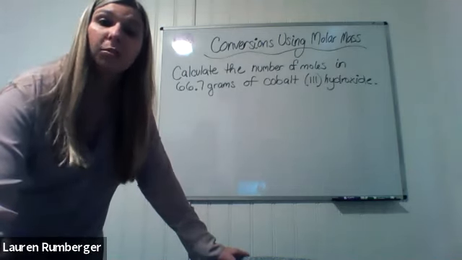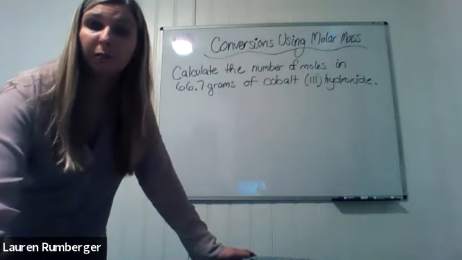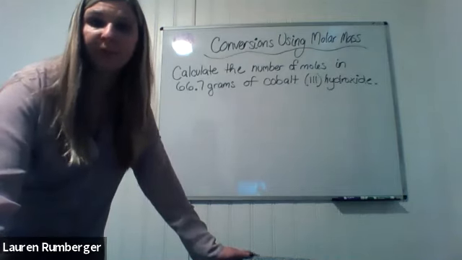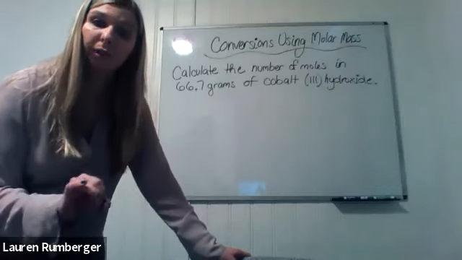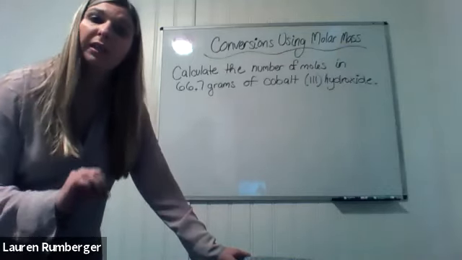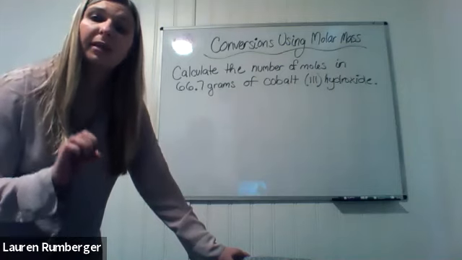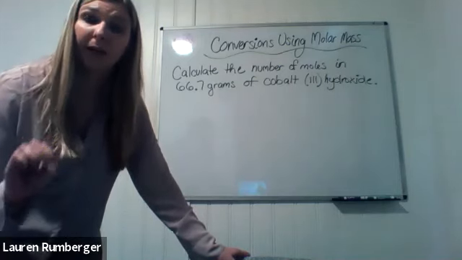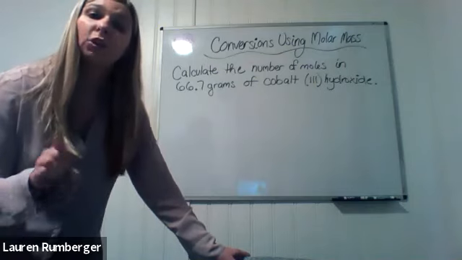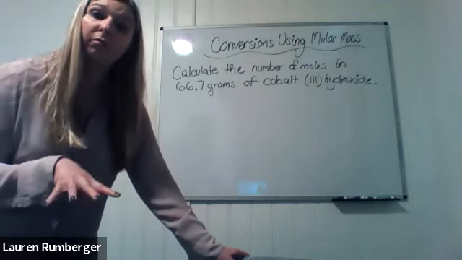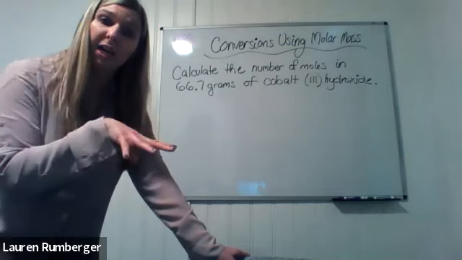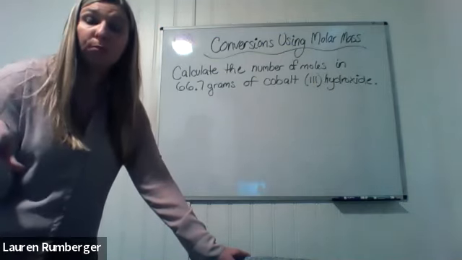So the first thing we need to recognize is, what is this conversion asking us to do? We need to recognize our given value. Our given value is 66.7 grams of cobalt-3 hydroxide. And the question is asking us to calculate the number of moles. So our conversion here is going from grams to moles.